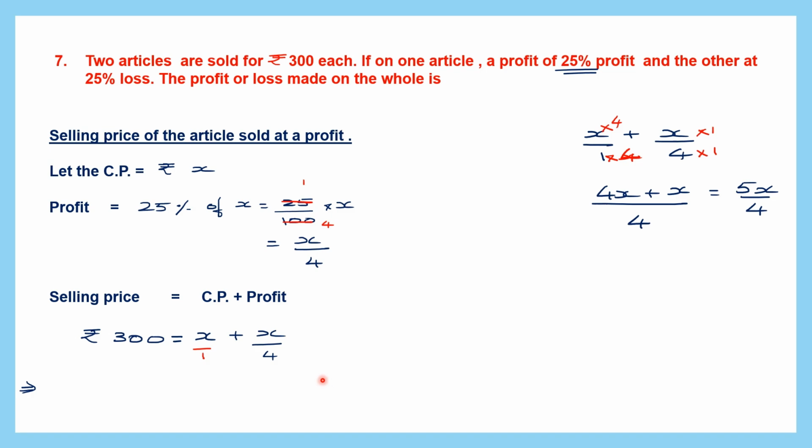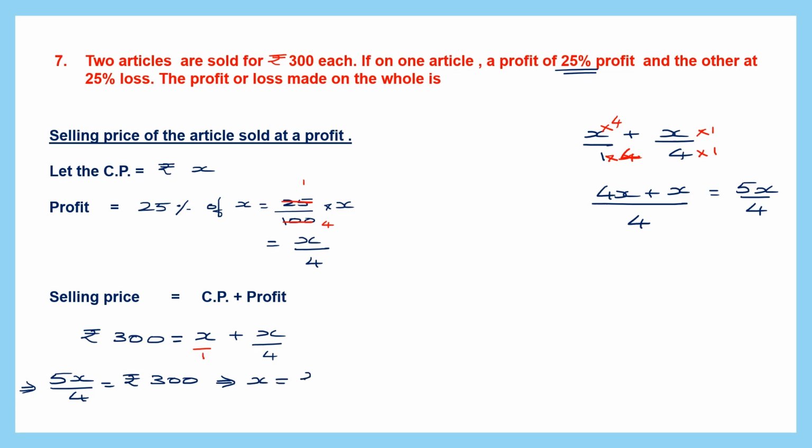So we can write that here. So 5x by 4, we're going to write it here. This has been converted to 5x by 4. That means 5x by 4 is equal to 300 rupees. So we can find the value of x alone. How do we find that?